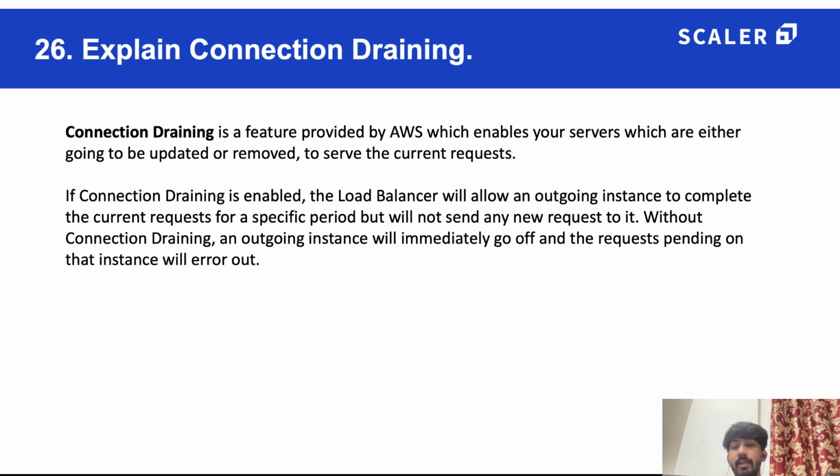Connection draining is a feature by AWS which enables your servers which are either going to be updated or removed to serve current requests. That basically means, let's say your server is going to be updated to a newer version, but connections are still coming in, so it will still allow the server to serve those requests. If connection draining is enabled, the load balancer will allow an outgoing instance to complete the current requests for a specific period of time.